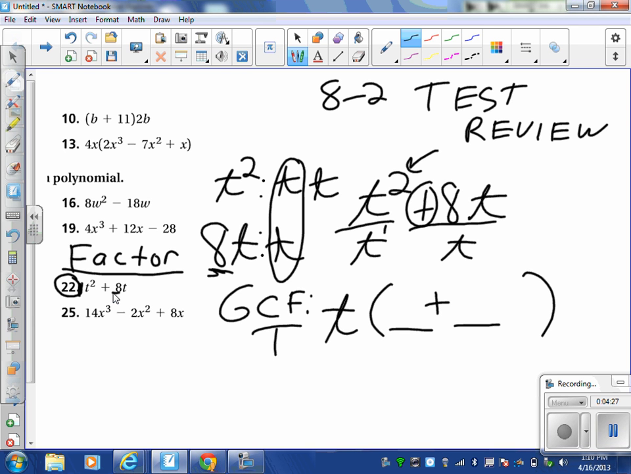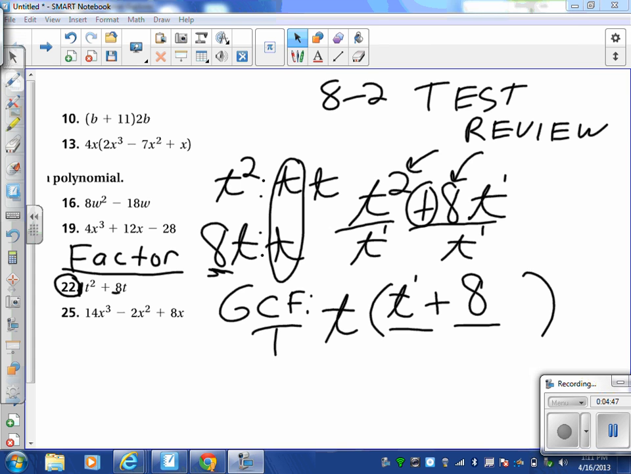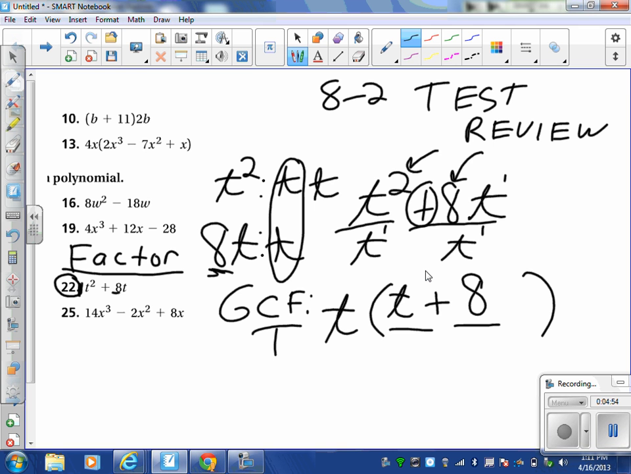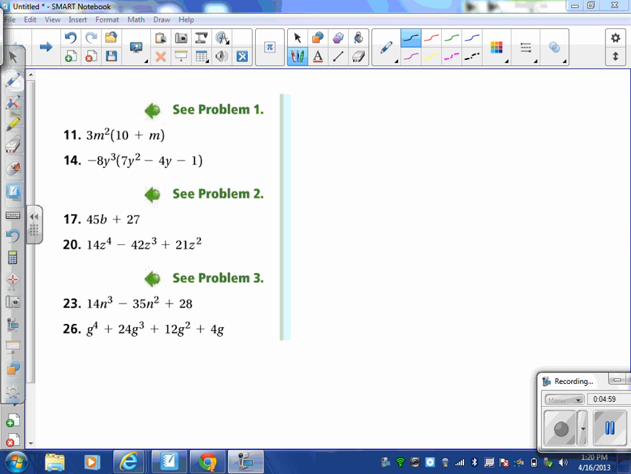So 2 minus 1 is just 1t. And over here, I have a t to the first, 1 minus 1, that becomes 0. So there's no t's left over. I'm just going to bring down the 8 from that problem. So I don't need the 1 there, so I can erase that 1. So my final answer is t, and then in parentheses, t plus 8.